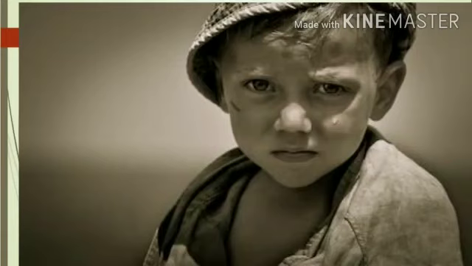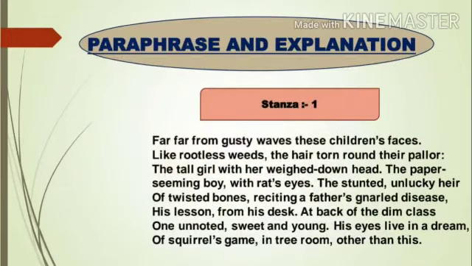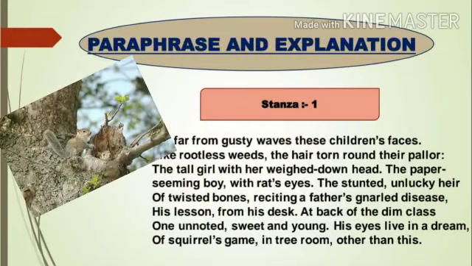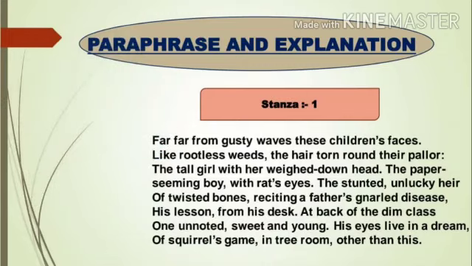So the poet says that in this same dark room a small, young boy sits, who is unnoticed, whom nobody pays attention to. His eyes live in a dream. There is a dream in his eyes, dreams to be alive in his eyes, of squirrel's game in tree room other than this. So the boy sitting in that corner dreams of outdoor games outside his dull and drab classroom.